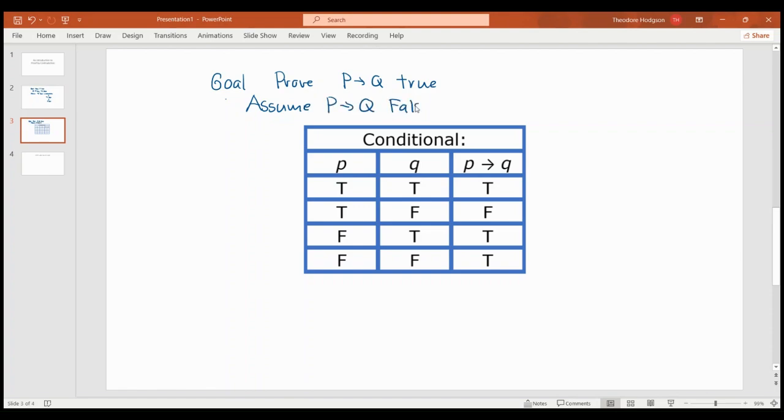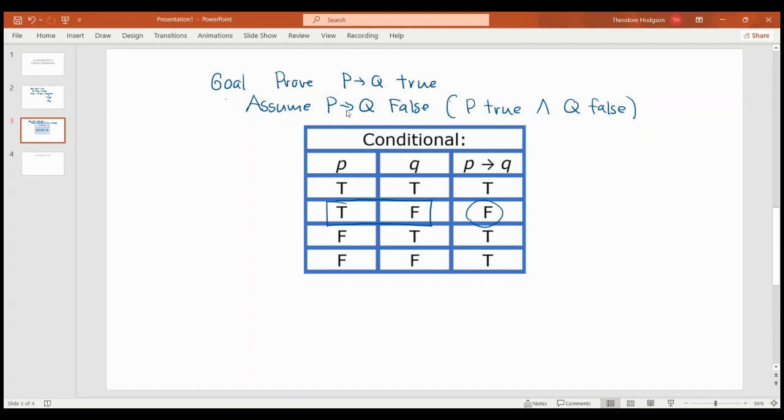is false. Well, what's the only case where P implies Q is false? It's right here. If P implies Q is false, what we know is that P must be true and Q must be false. So in your assumption for proof by contradiction, you assume that P, the hypothesis, is a true statement and Q is a false statement. Those are the only conditions where P implies Q is false.